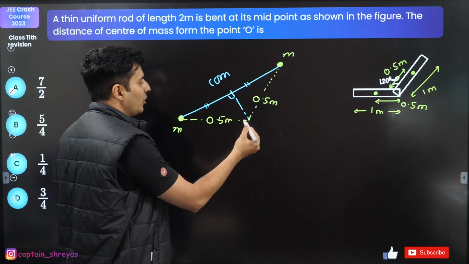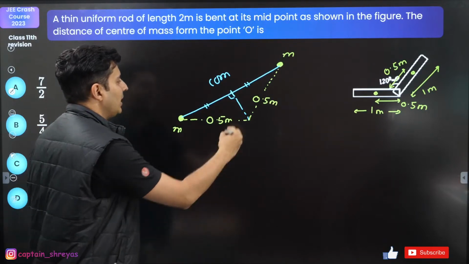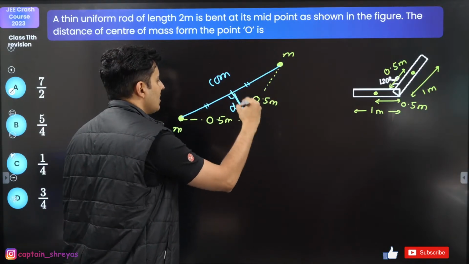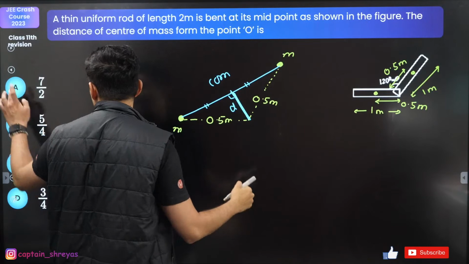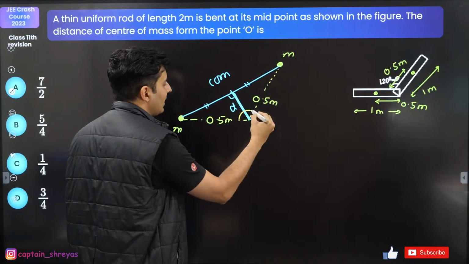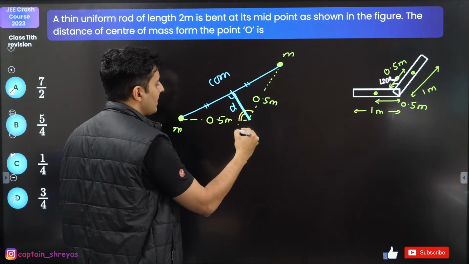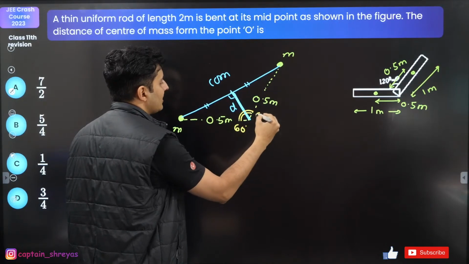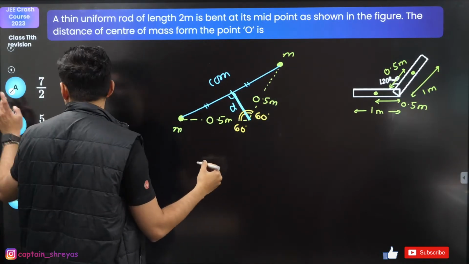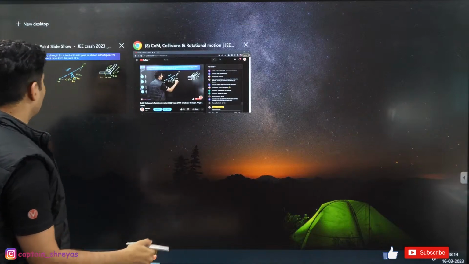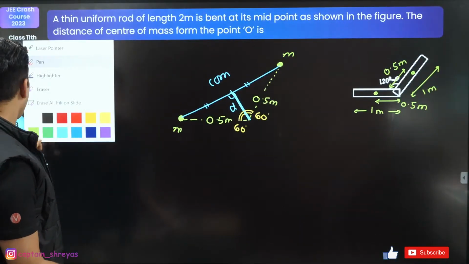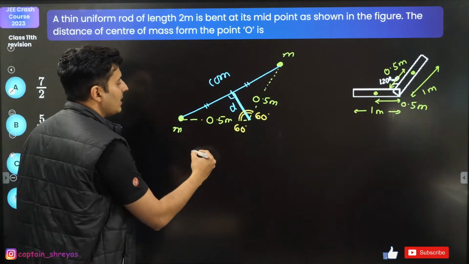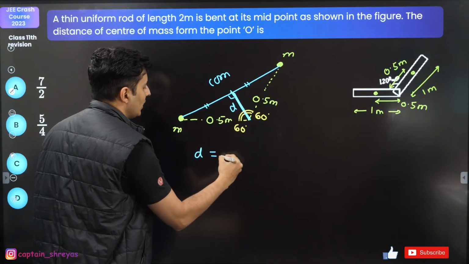So guys, now you know what should be this particular distance D. How much should this distance be? It's very simple. This whole angle was 120. So each of this angle will be 60 degrees and 60 degrees. Yes or no? So what will the value of D be? What will the value of D be? Think about it.